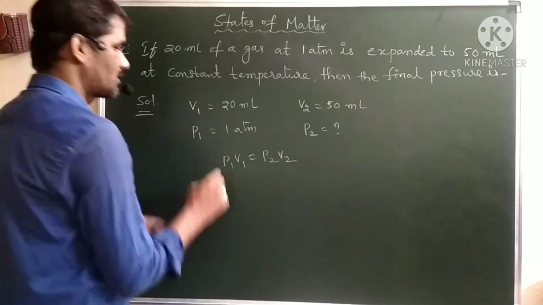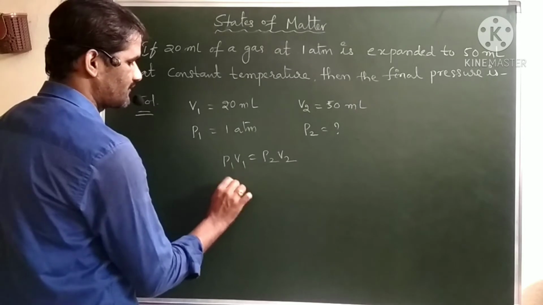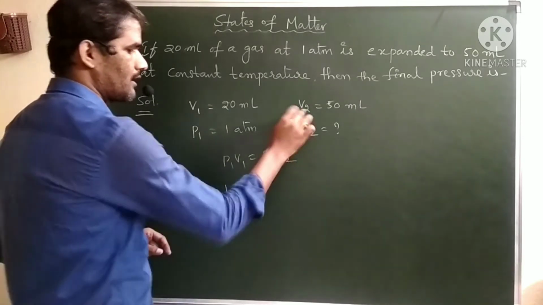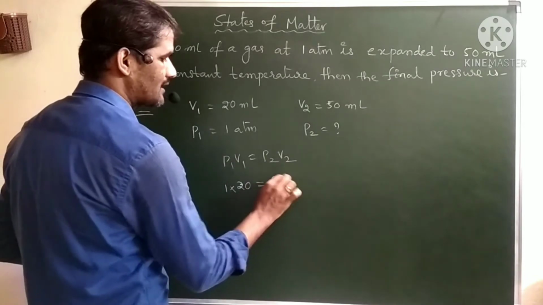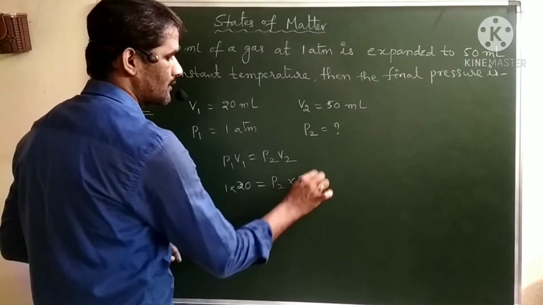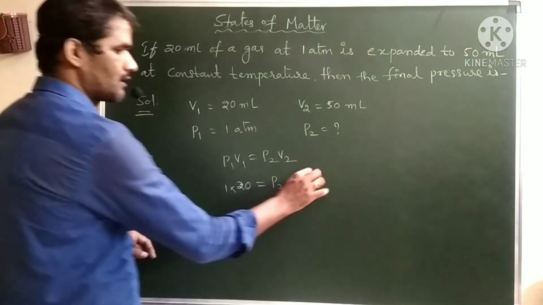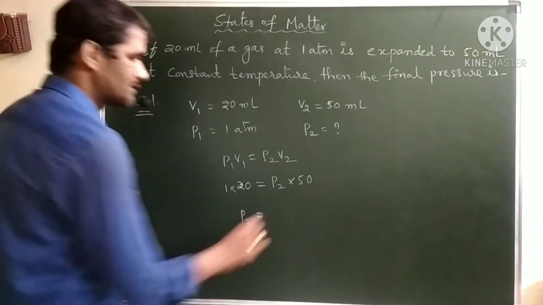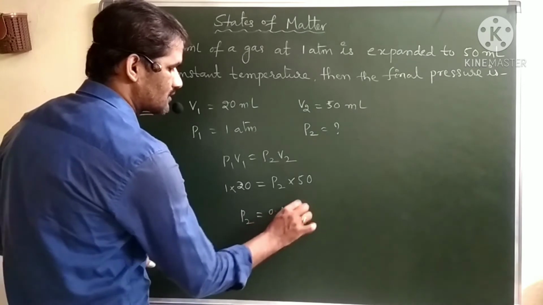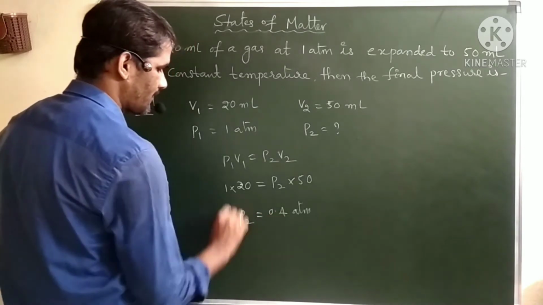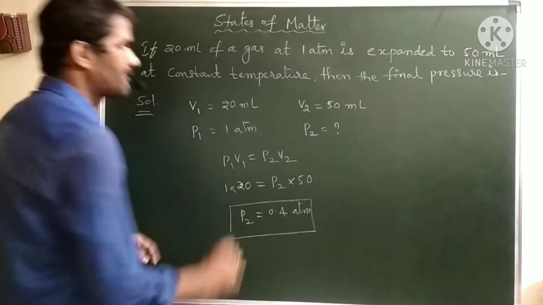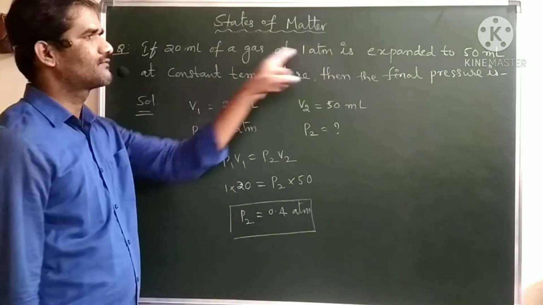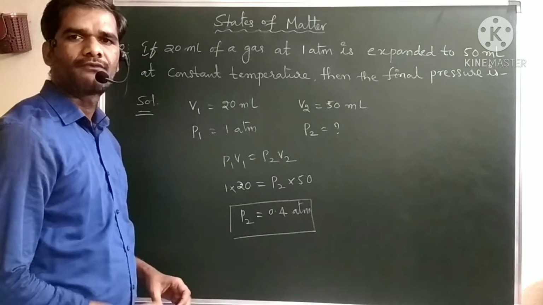So just substitute all here: pressure 1 atmosphere, volume 20 ml, and pressure P2 we have to calculate, and volume 50 ml. If you solve this, we will get the pressure as 0.4 atmospheres. So if we increase the volume, pressure will decrease automatically, from 1 atmosphere to 0.4 atmosphere.